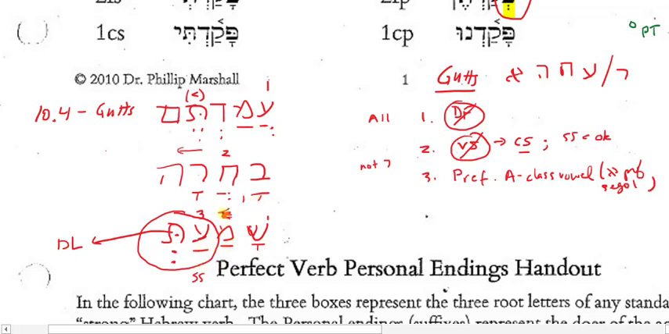Okay? So the accent now is going to be here on root 2 as well. Shama'at. So say that with me. Shama'at. Shama'at.